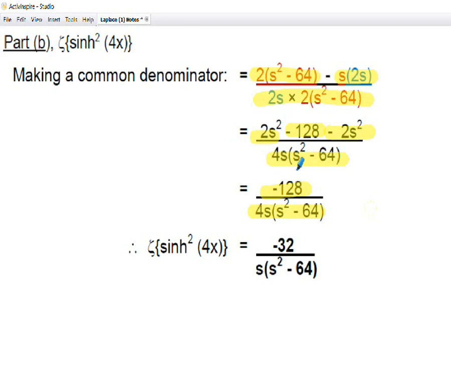All I've done now is divide top and bottom by 4, and I get 32 over s squared plus 64. So my sine squared 4x term can be written as a Laplace transform as 32 over s open bracket s squared plus 64.